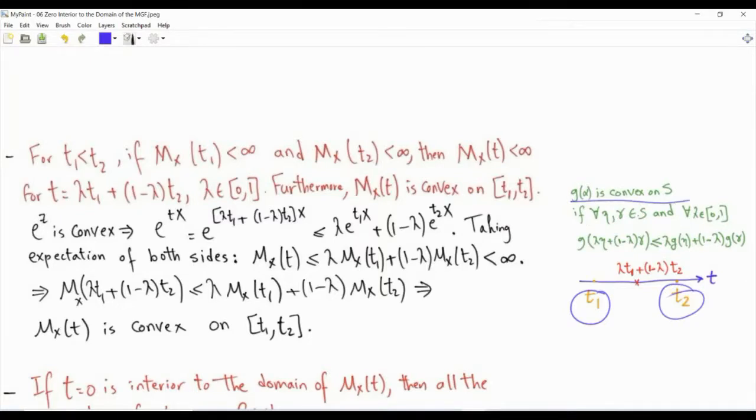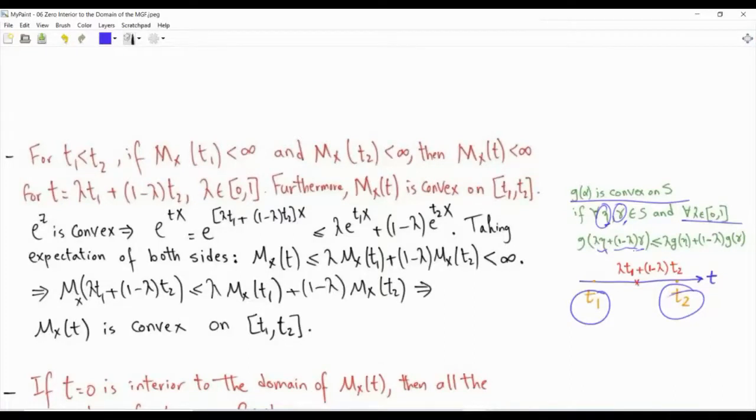The main definition of convexity is this: you choose two points in the set, eta and gamma, and then you choose a lambda between 0 and 1. The function is convex on some set big S if and only if for every eta, for every gamma, and for every lambda between 0 and 1, g of lambda eta plus 1 minus lambda gamma is less than or equal to lambda g of eta plus 1 minus lambda g of gamma. Okay, so this is the main definition of convexity.